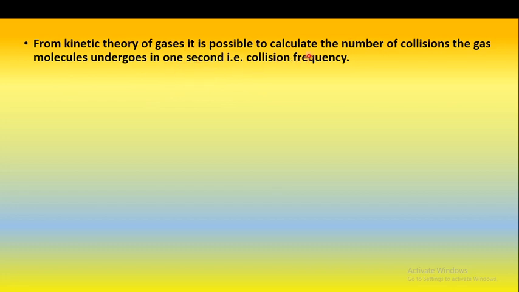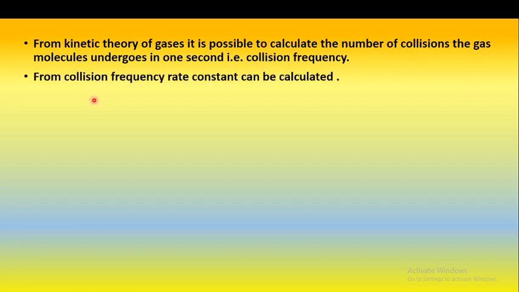How do we define frequency? Frequency is defined as per second. Therefore, the collision frequency is the number of collisions that the molecules undergo in 1 second, so it is called the collision frequency. From the collision frequency, the rate constant can be calculated.